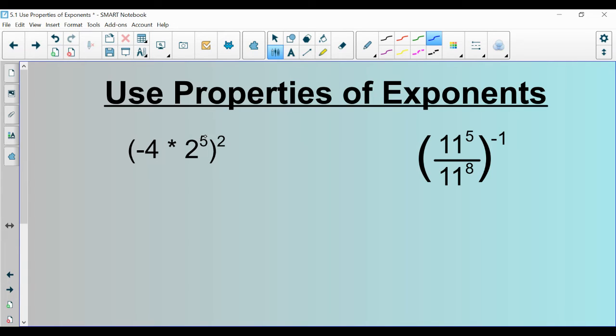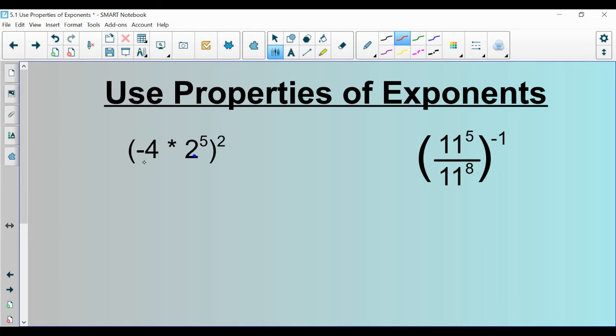-4 times 2 to the fifth. Because these do not have the same base, you can't combine those, right? One base is -4, which is kind of being taken to the first power, times 2 to the fifth. They are not the same base, so we can't combine them.